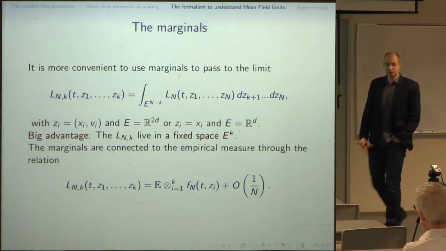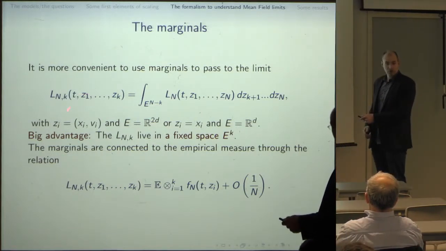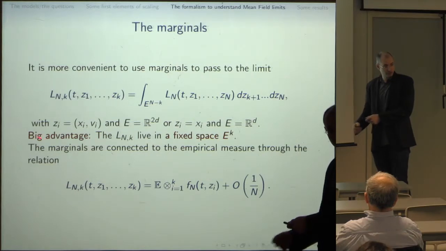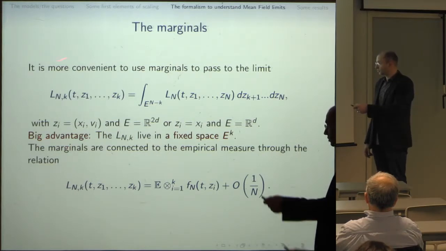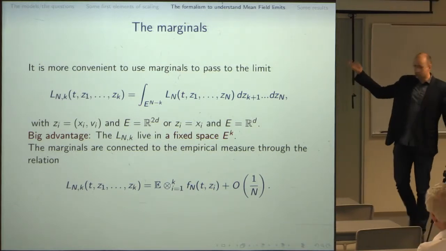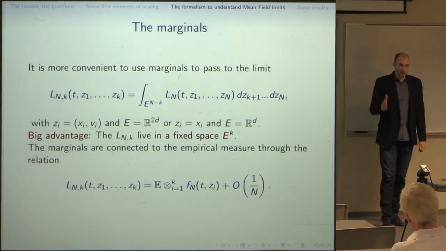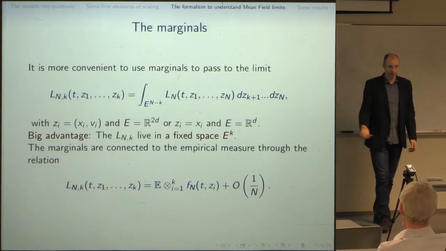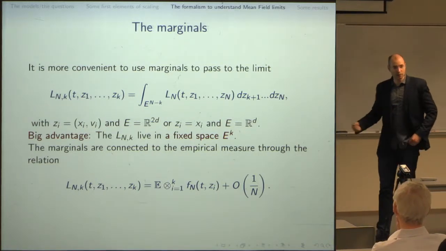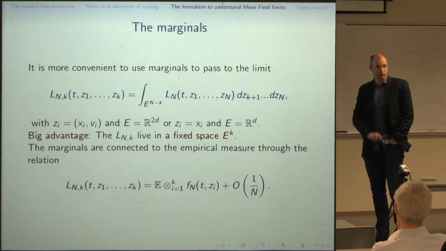Now, this is a big simplification because the marginals live in a fixed space. This lives in a space of dimension dk, or 2dk. That's it. The dimension does not depend on n. So now again, I can start playing the game of trying to pass to the limit for a fixed k as n tends to plus infinity in each of those guys.